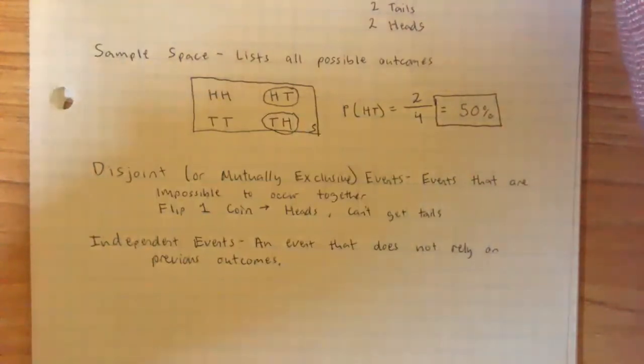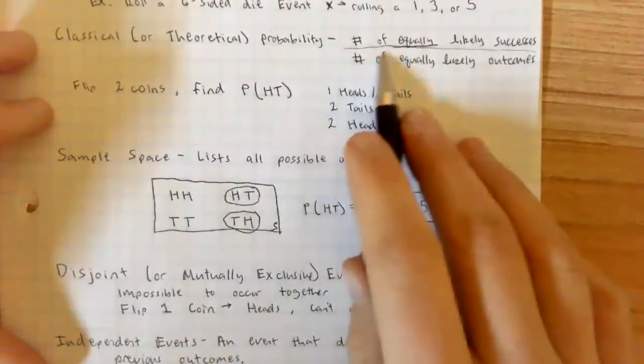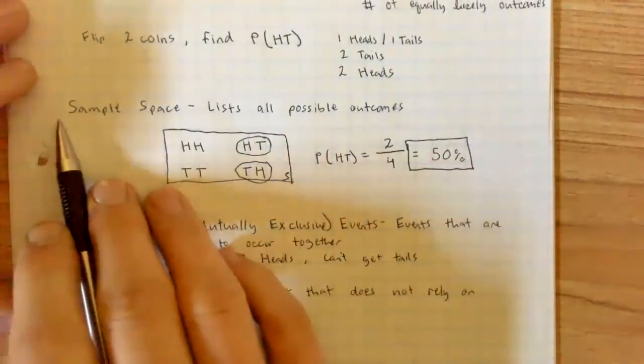That should do it for now, though. Again, this is the most important thing to take away from this video: the classical definition of probability and how it comes from this thing, the sample space.